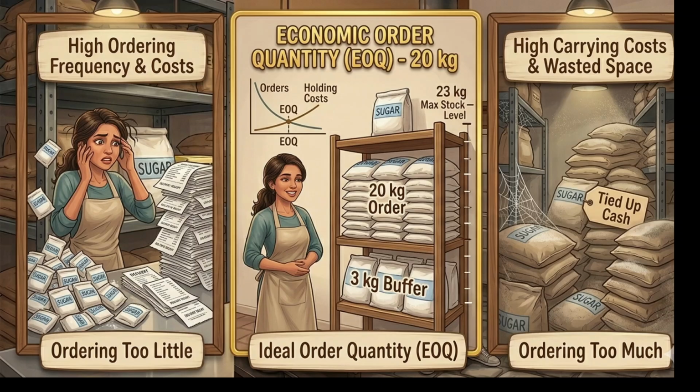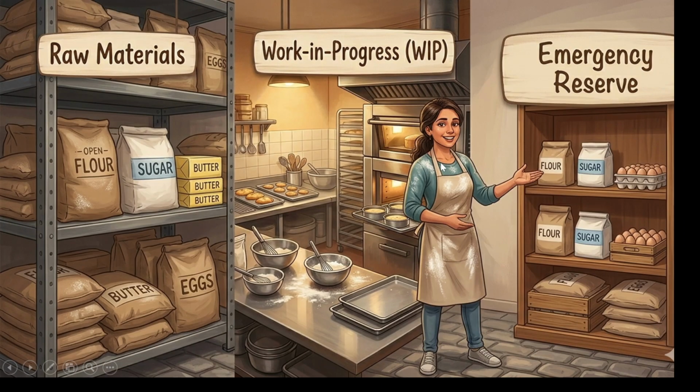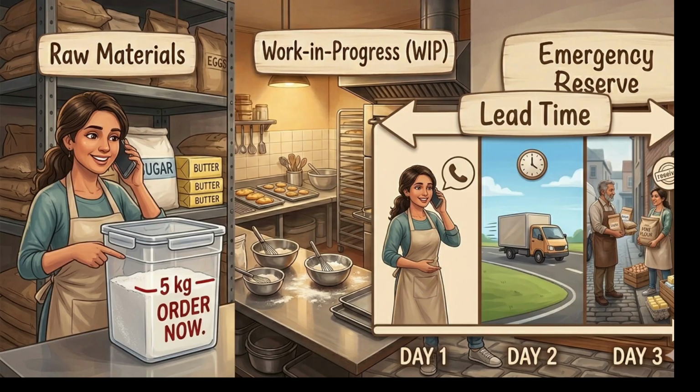This means that including the buffer of 3 kilograms and a reorder of 20 kilograms, the most that Zara will ever hold is 23 kilograms, which is her maximum stock level. All right, I hope you're with me till now. The economic order quantity is the ideal amount of inventory that Zara needs to hold, which is 20 kilograms. However, she also has a buffer that we discussed earlier. That buffer is for emergencies.